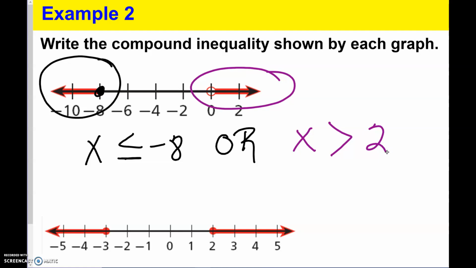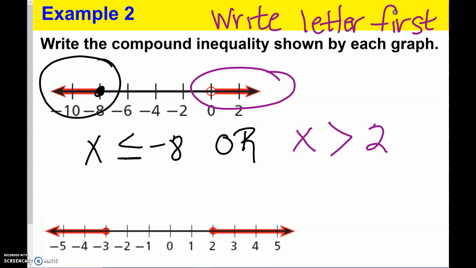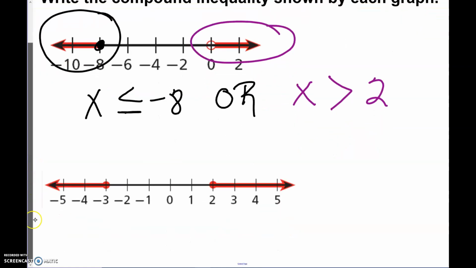Okay, write your letter first. That is the biggest advice I can give you. Write letter first. And it's really hard for kids to do that because when you look at this, the first thing you see is the number -8. So you want to write the -8 first. Okay, but you have to be careful. From the -8, kids get the symbols in backwards, so please, please, please write the letter first.